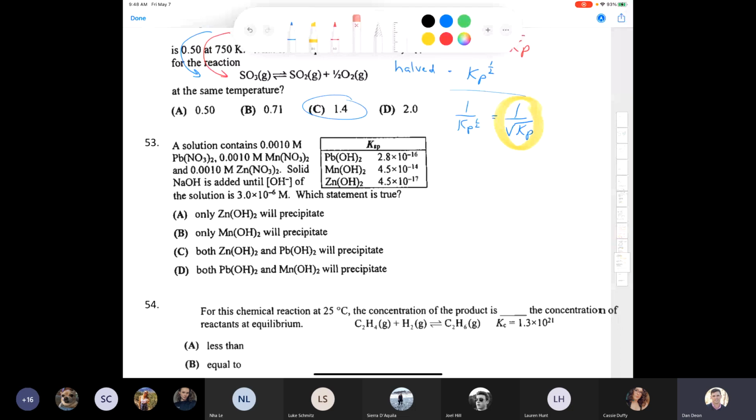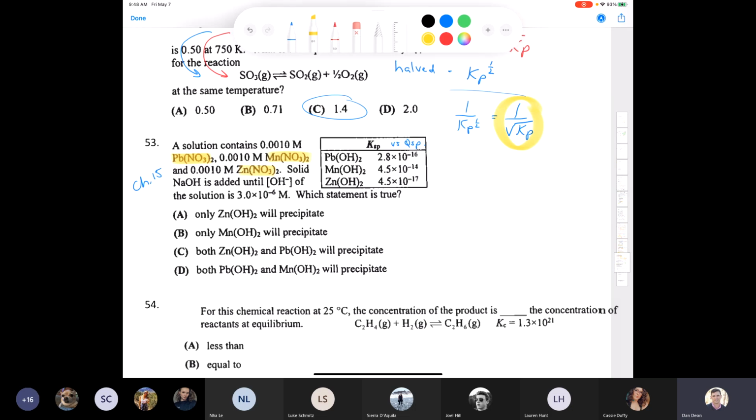So if you want to go back and look at chapter 15, where we compared QSP to KSP, right? And then we said if QSP is greater than KSP, we get precipitation. If it's lower than KSP, we don't get precipitation. Now, what I noticed right away is that for all 3 of these, whether you have lead-2 nitrate, manganese 2 nitrate, or zinc 2 nitrate, they all produce the same concentration of lead, manganese, and zinc, don't they?